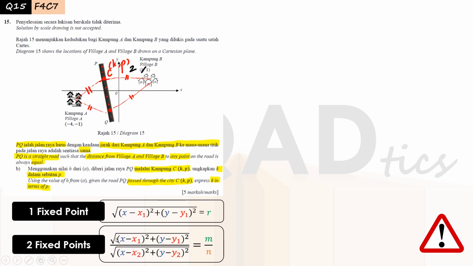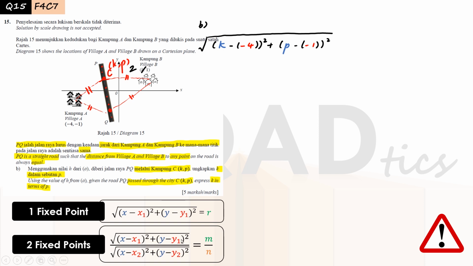Let us focus on the numerator part first. The numerator part is focusing on one of the fixed points first. So let's say I choose the point for village A. This is our first fixed point. What we are going to do, very simple, is just finding the distance of the red point with the village A coordinates. So I'm going to find the differences of the x coordinates and the differences of the y coordinates, square them, add them up together, and square root to find the distance.